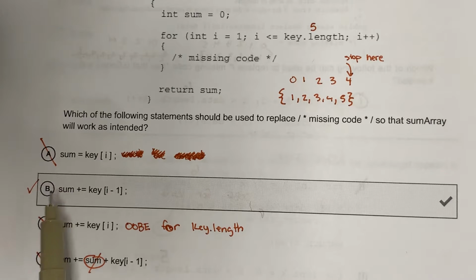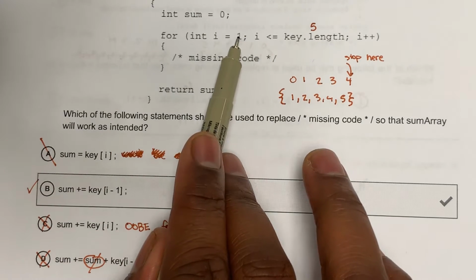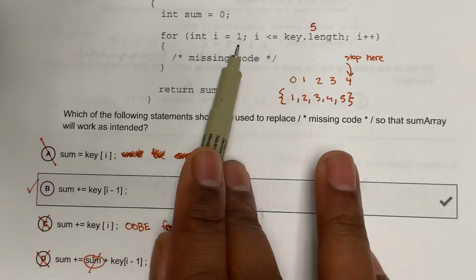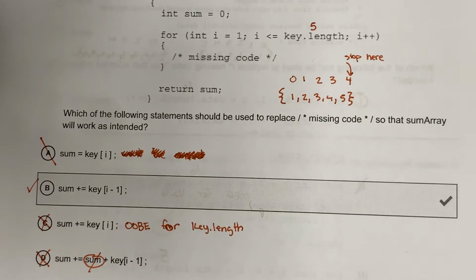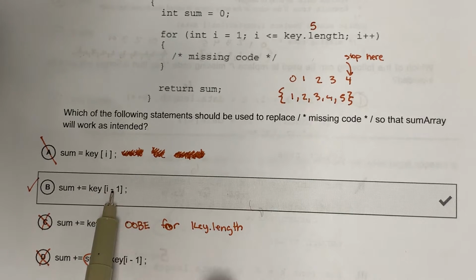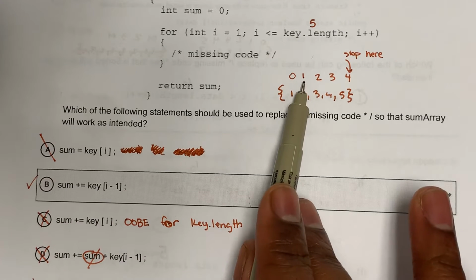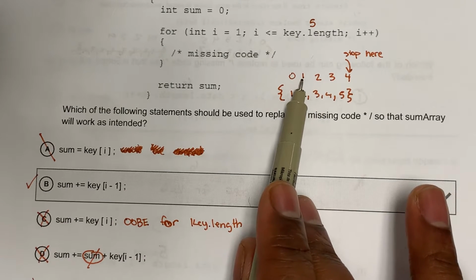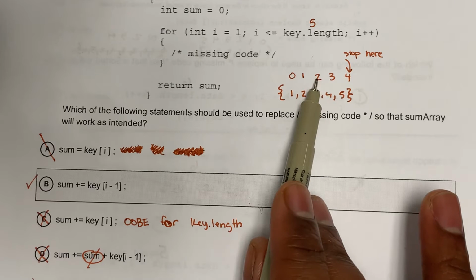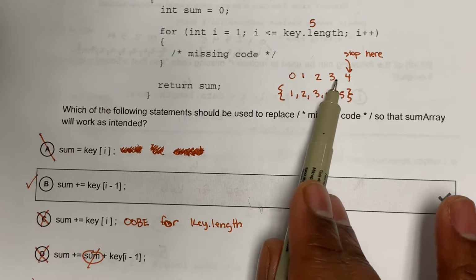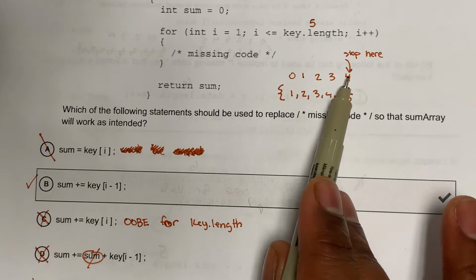For B, it would actually be the correct answer because if we start at 1, you need to do i minus 1 to get the first value of the array, which would be key 0. So for i equals 1, we get key 0. For i equals 2, we would get key 1. For i equals 3, we get key 2. For i equals 4, we get key 3. And for i equals 5, we get key 4.